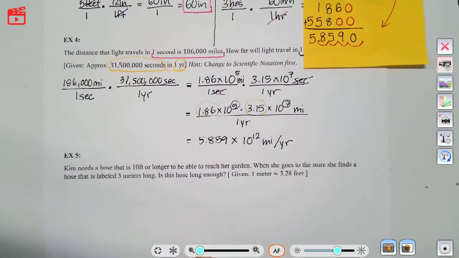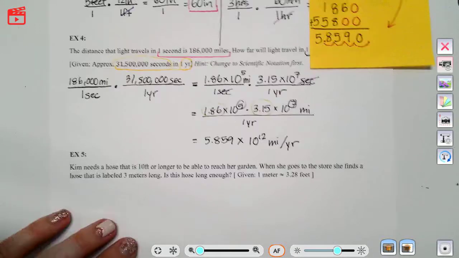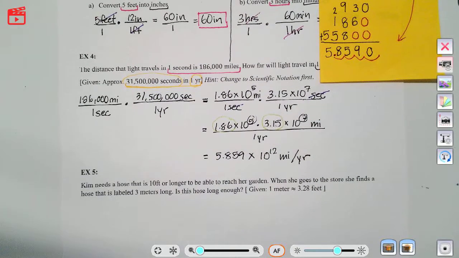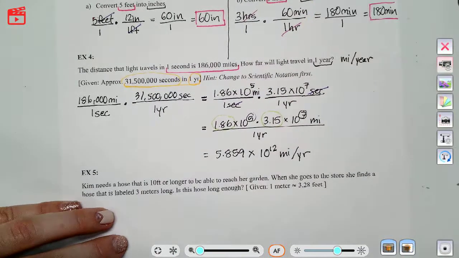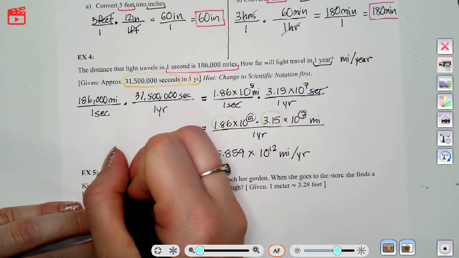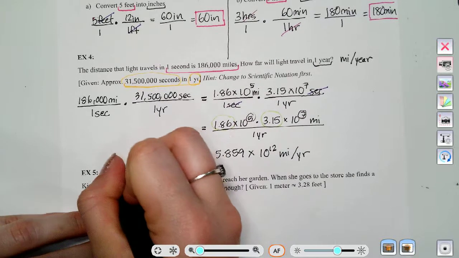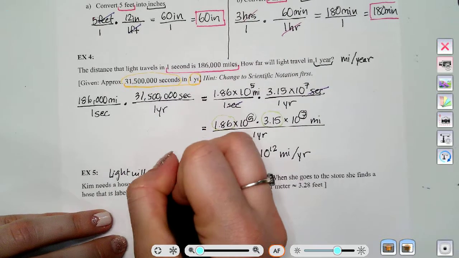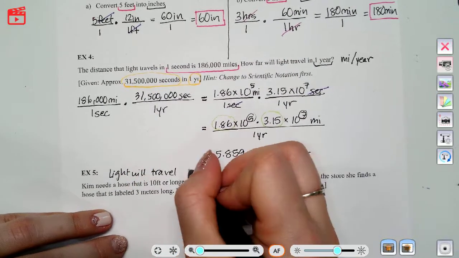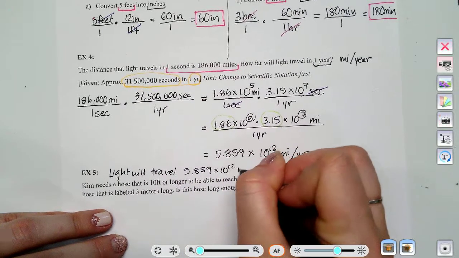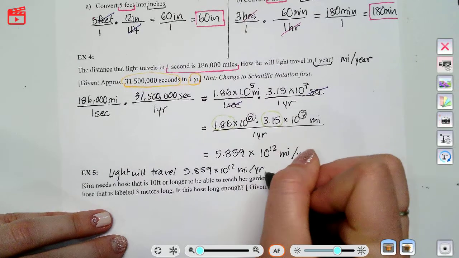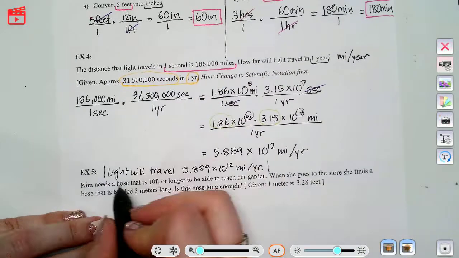And there we go. So we're going to write a sentence since this was a word problem. Okay, so if you have a word problem, please answer in a complete sentence. So let's see, the answer is: a light will travel 5.859 times 10 to the 12 miles per year, period. And box our answer.